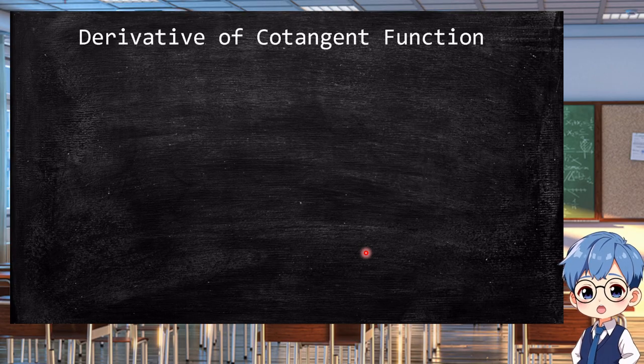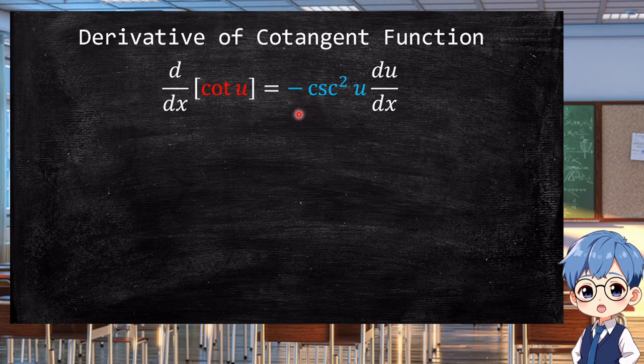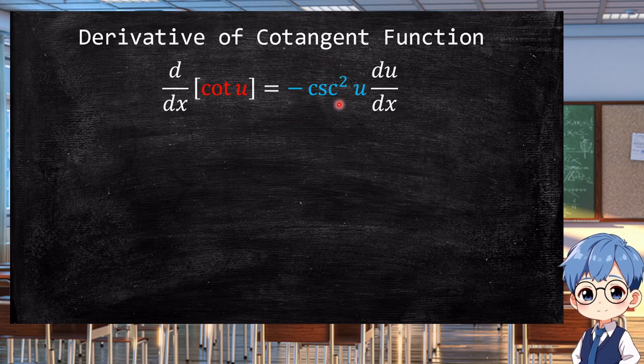We have the derivative of cotangent function. So the derivative of cot u is just negative cosecant squared u times the derivative of u with respect to x. If you try to observe, this is very similar to the derivative of tangent, but instead of having a positive value, we have now a negative cosecant squared. So remember, derivative of tangent is positive secant squared. For cotangent, it's negative cosecant squared.